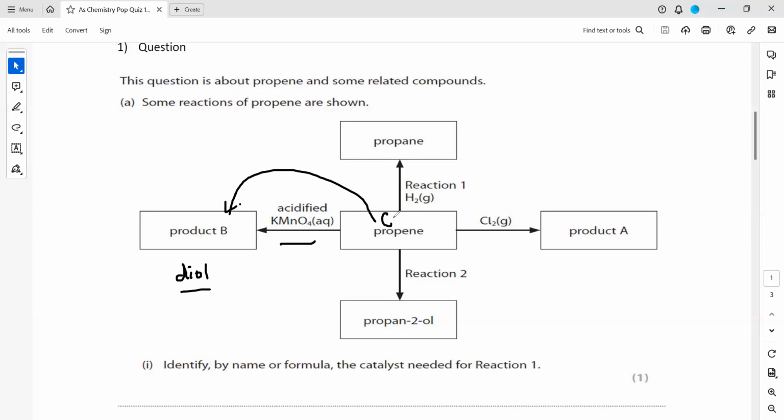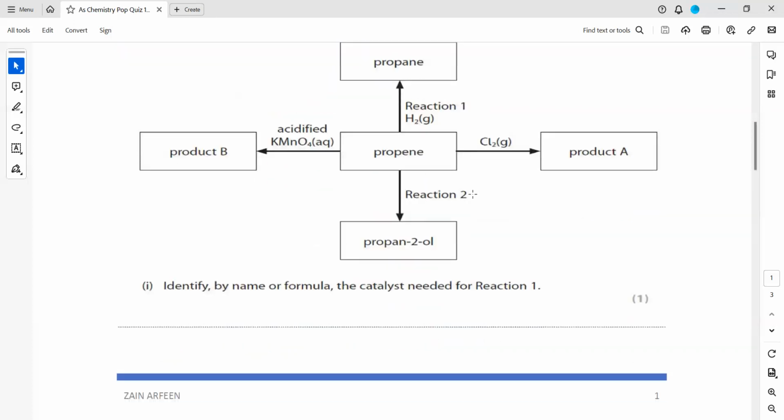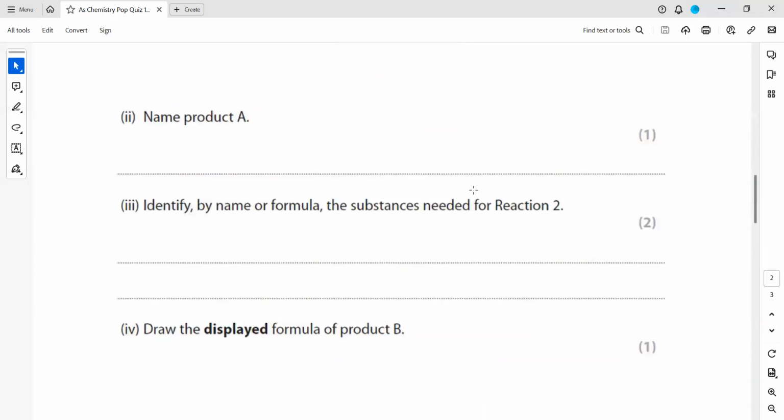So propene is C double bonded with C. This is propene. But when it turns into a diol, the double bond will break. In a diol, the double bond turns into a single bond, and then this will be OH, and this will also be OH. So the carbon atoms which were having a double bond will turn into alcohol, like a diol.